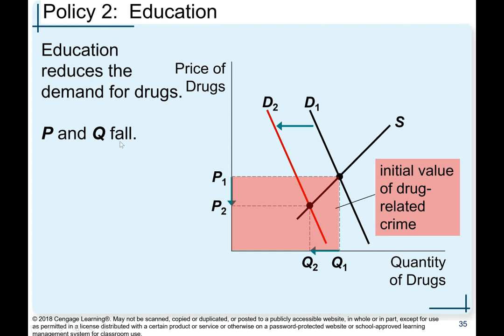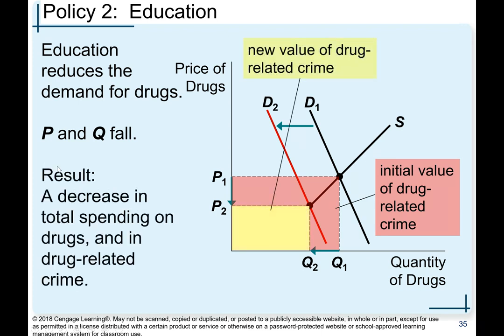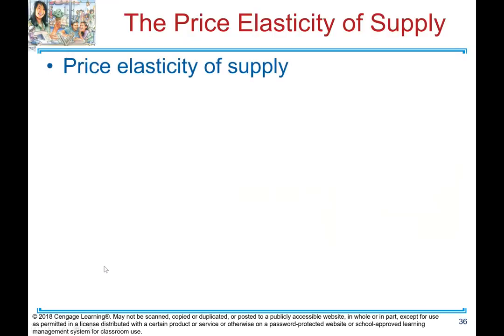Price will fall and quantity will fall. Price goes from P1 to P2. Quantity falls from Q1 to Q2. New value of drug-related crimes. The result is a decrease in total spending on drugs and in drug-related crime.